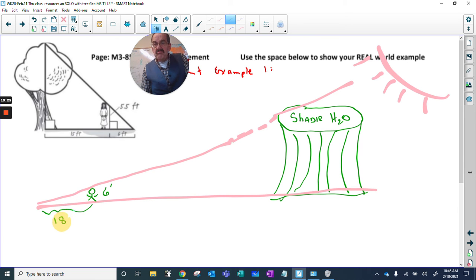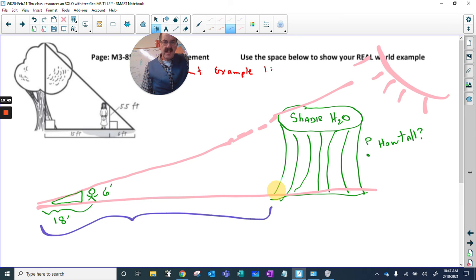Cool. So we have our little triangle, and we have our big triangle. Now, I'm not sure how tall this is. But we've got to figure out this distance. We've got to find out this distance to make this triangle, and I don't even know what it is.